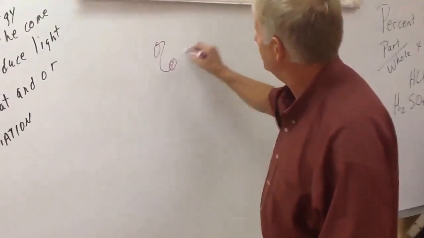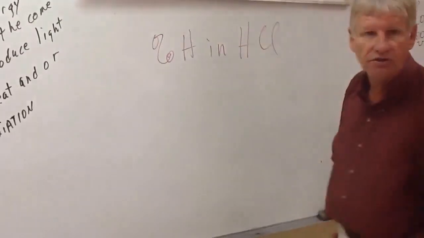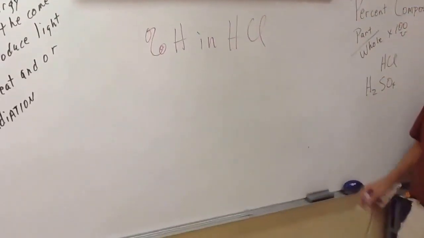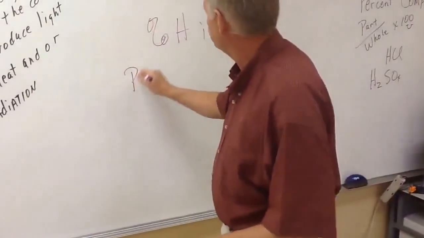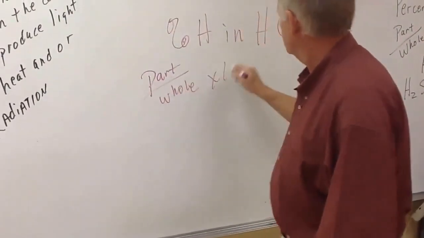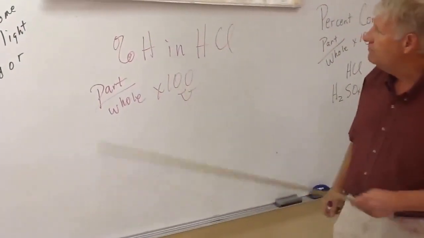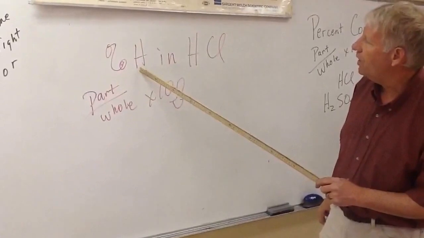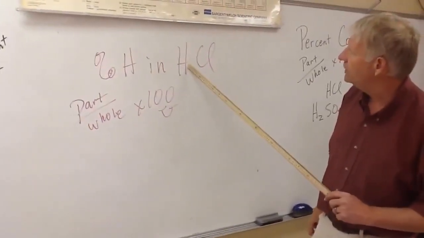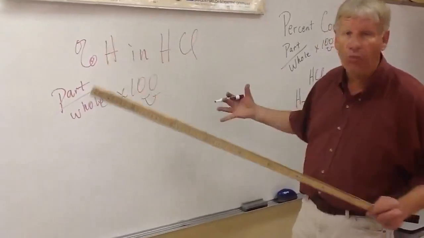So, let's figure the percent hydrogen in hydrochloric acid. Okay, so this is a good example here. So, once again, percent is always part divided by the whole times 100. Okay, so I want to know the part. So the part is hydrogen, the whole is hydrochloric acid. So let's see what the gram molecular mass is, let's see what the whole thing weighs.